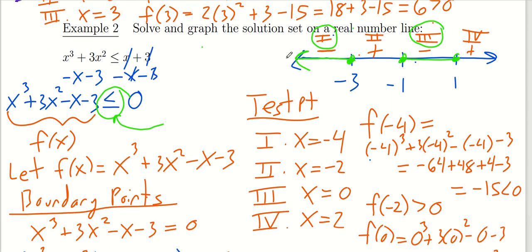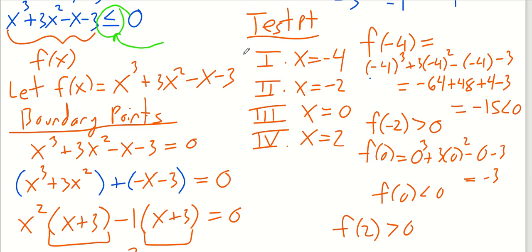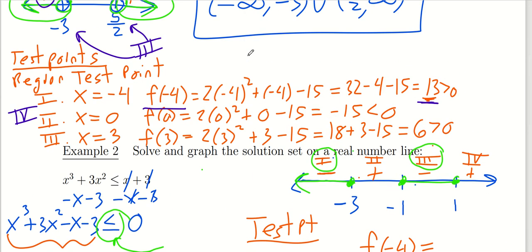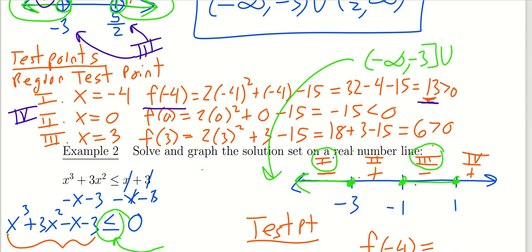It's going to be the interval from -∞ to -3. I'll just try to squeeze that up here. -∞ up to and including -3. So that gets a bracket, union, everything between -1 and 1 also included.